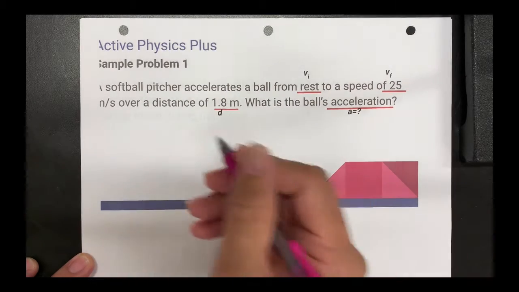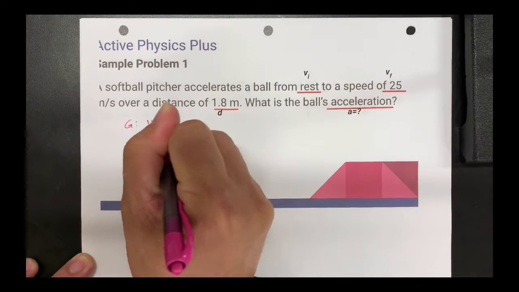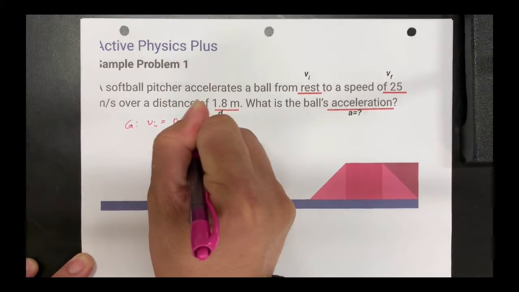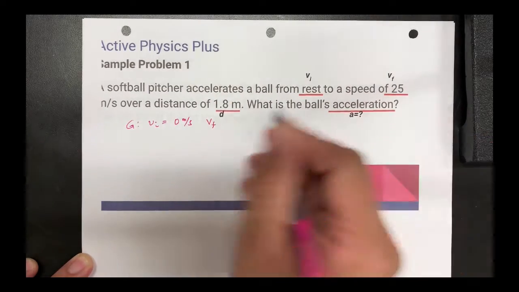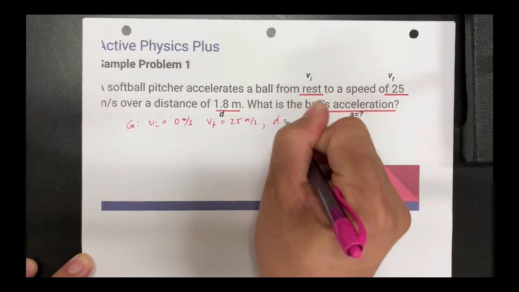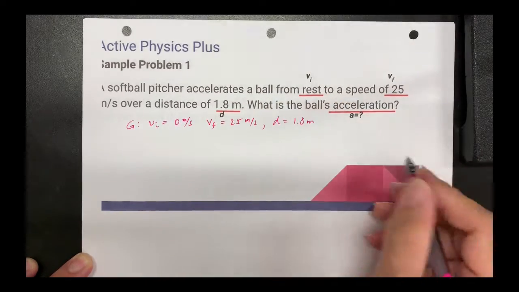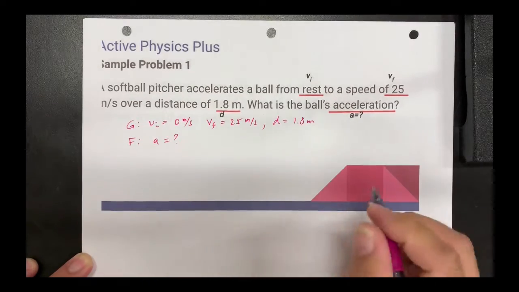Okay, so now that we've identified everything, our given on our list will be V initial is equal to 0 because rest means 0 meters per second. V final, which is over here, is 25 meters per second. The distance is 1.8 meters. And of course, I'm trying to find the acceleration.